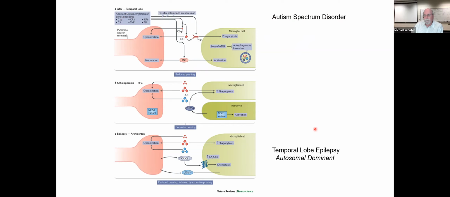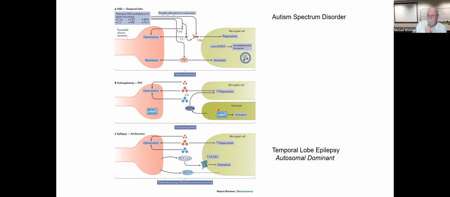On the complete other end of this, you get more complex things like temporal lobe epilepsy, which is a result of both outcomes. There's reduced pruning early. So these individuals don't prune, much like you would see in an autistic outcome, and then somehow the system kicks in and does too much pruning. And so you get these epileptic events. The system basically overloads. This is primarily an autosomal dominant system.